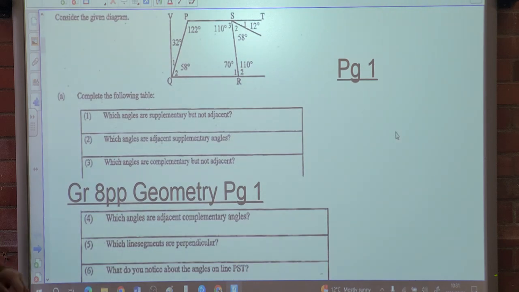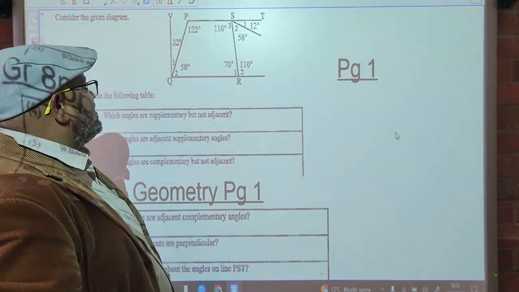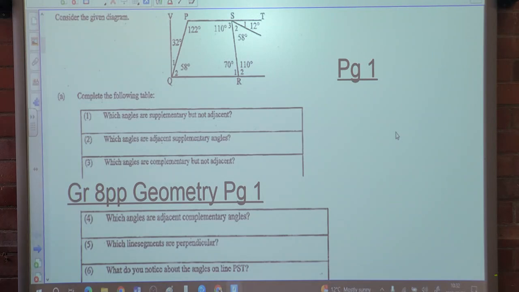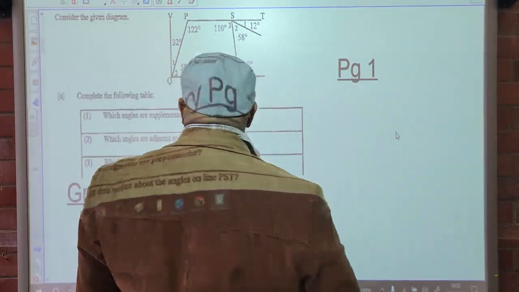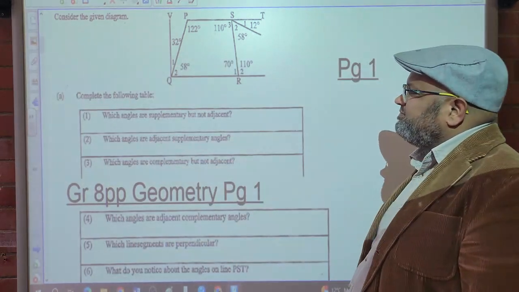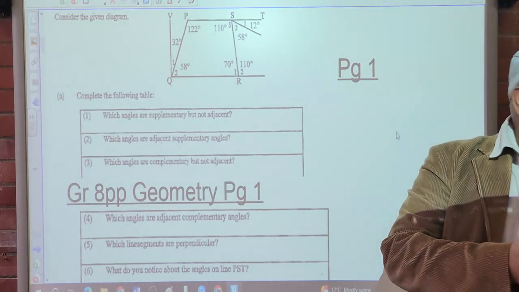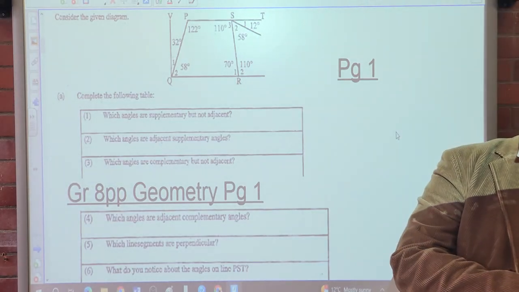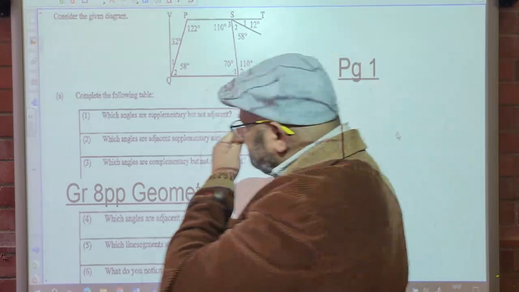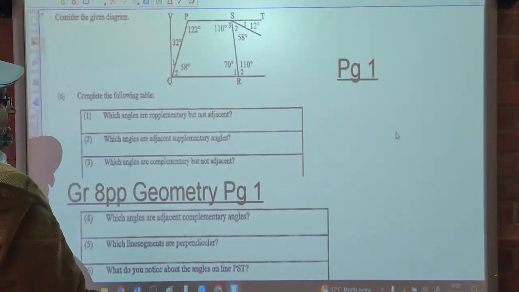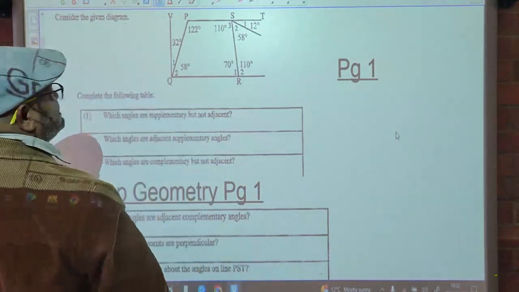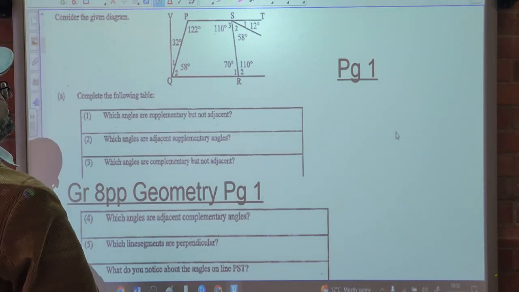Okay. So consider the given diagram. Complete the following. Which angles are supplementary but not adjacent? So what does supplementary mean? Angles that add up to 180. Adjacent? Angles that are next to each other or sharing the same arm and vertex. Okay. So angles that are supplementary but not adjacent. So which angles would that be?